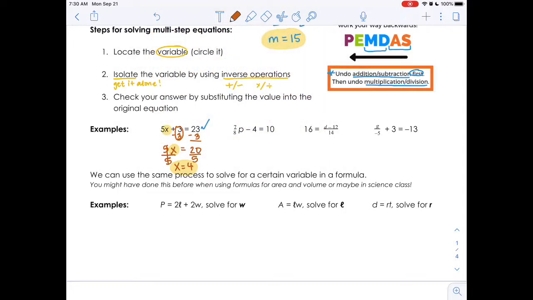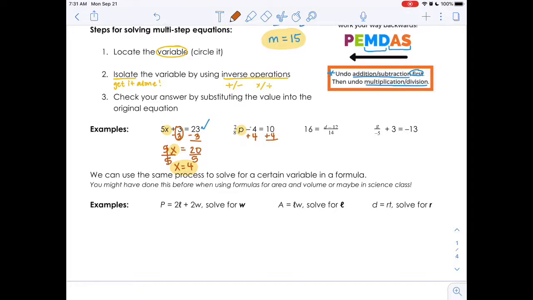So next I have 7/8 p minus 4 equals 10. My variable here is p. Now I want to get rid of that minus 4 first so that I can get in closer to the p. So to undo a minus 4 to get to 0, I'm going to add 4. And if I do that there, I must also do it here and show my work.